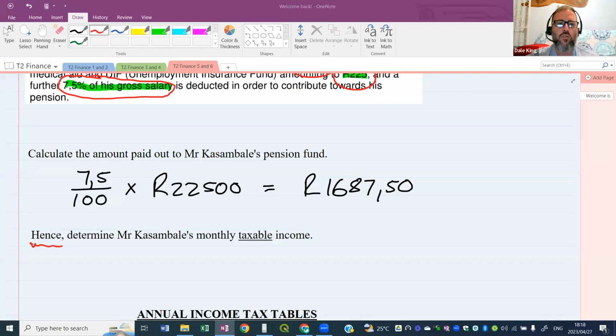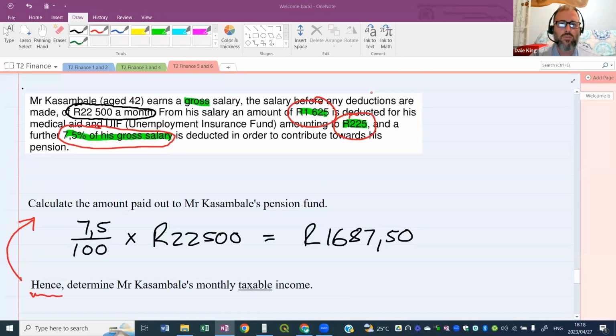So if they say hence or therefore, they mean the same thing. It usually comes after a specific question, so it relates to the question above. They're saying now that you've done this first question, calculate the amount paid to his pension fund, now determine his monthly taxable income. We can't really do it unless we've answered the previous question. So what it means is take the answer from the previous question and use it now in this question. Thank you, Refilwe. Very good.